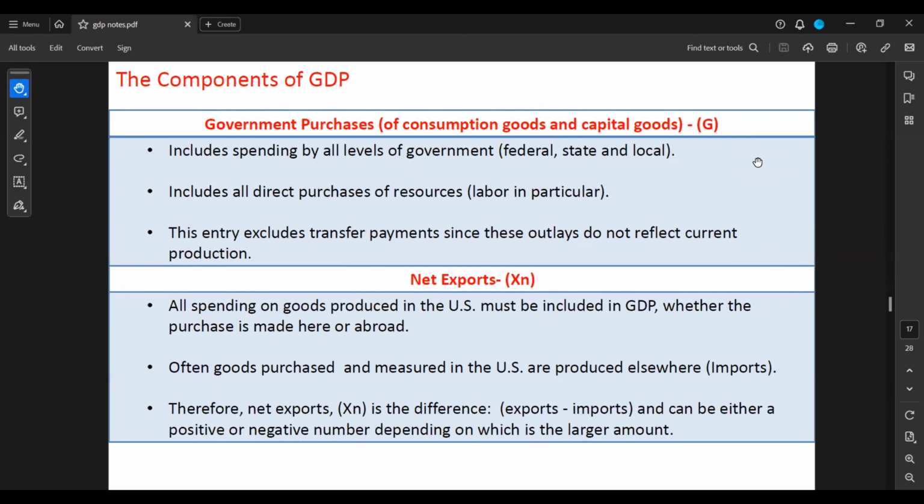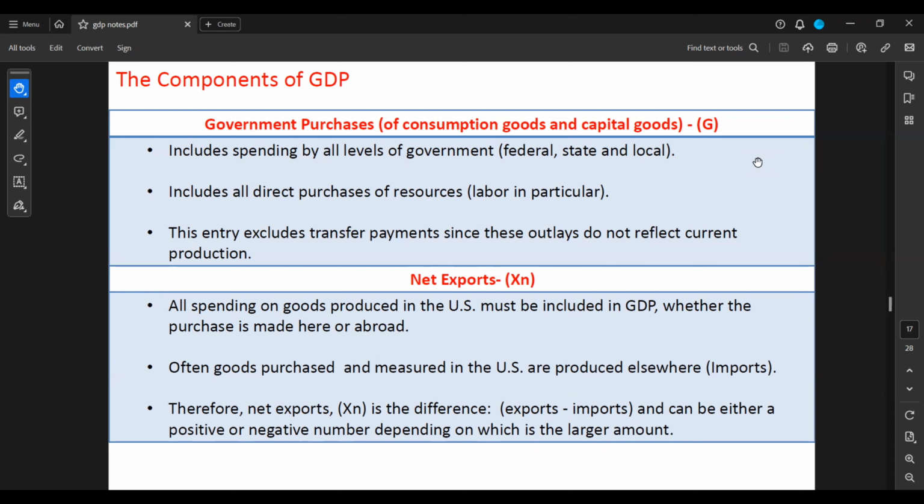Government purchases of consumption goods and capital goods includes spending by all levels of government, that is, federal, state, or local. Includes all direct purchases of resources, that is, labor in particular. This entry excludes transfer payments since these outlays do not reflect current production.